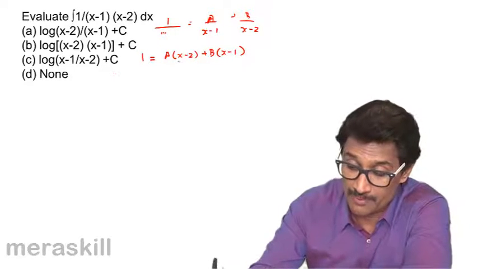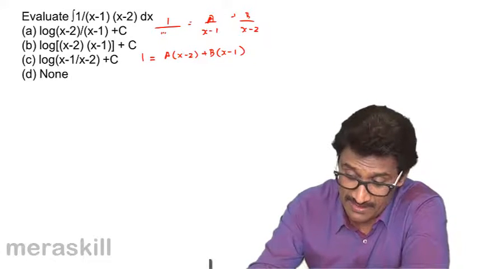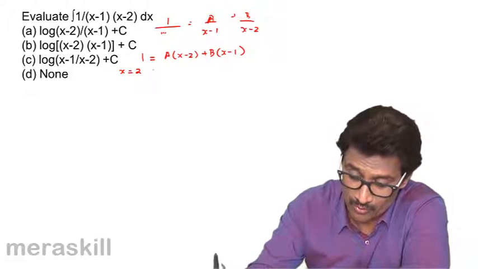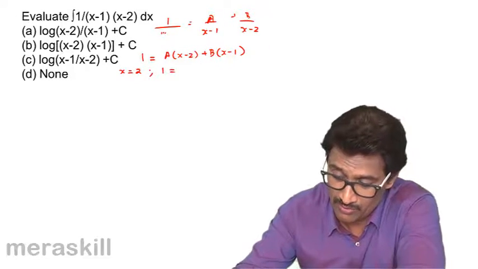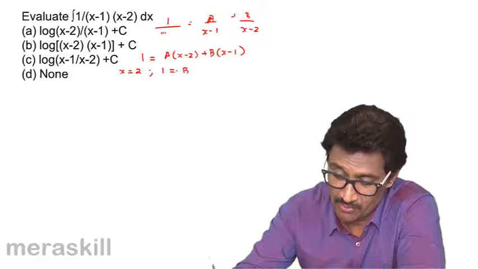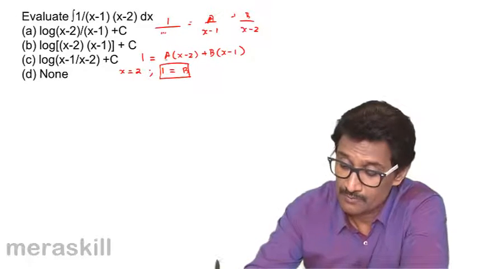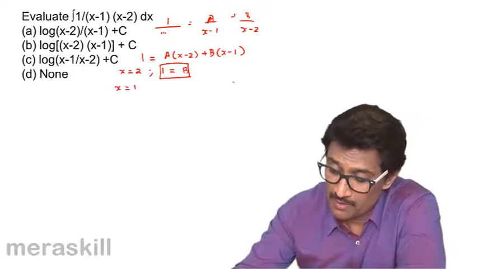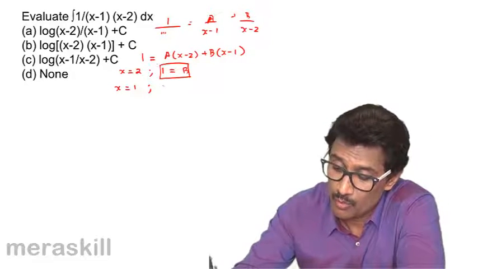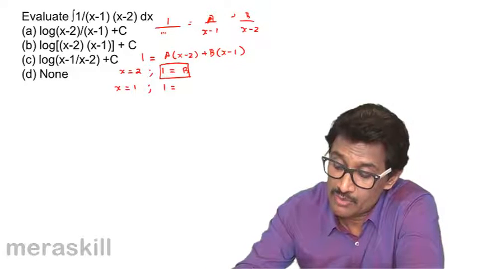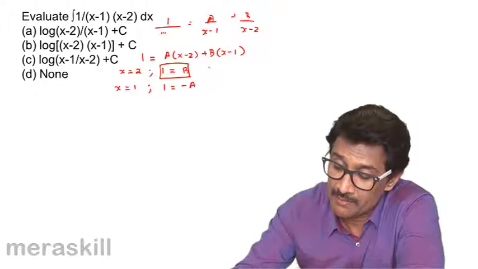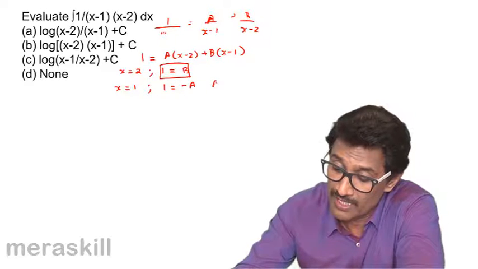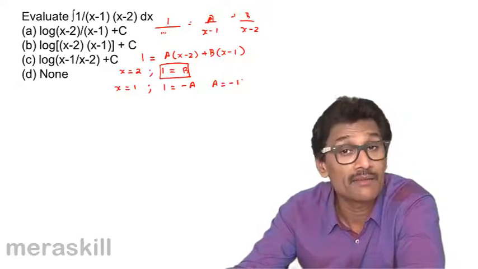To make A zero, put x equal to 2. So eventually you get 1 equals 0 plus 1 into B, so B is 1. Then to make B zero, put x as 1. So you get 1 equals A into (1 minus 2), which is minus A, plus B into 0. So therefore A is equal to minus 1.